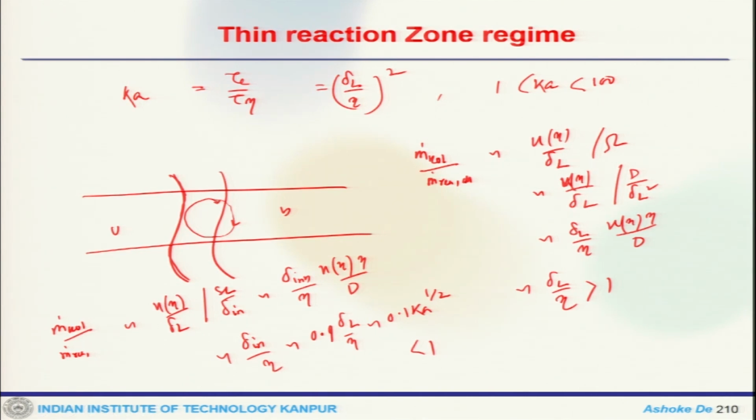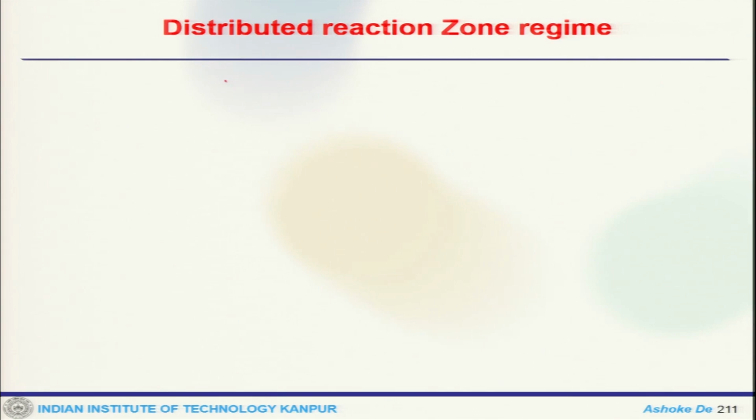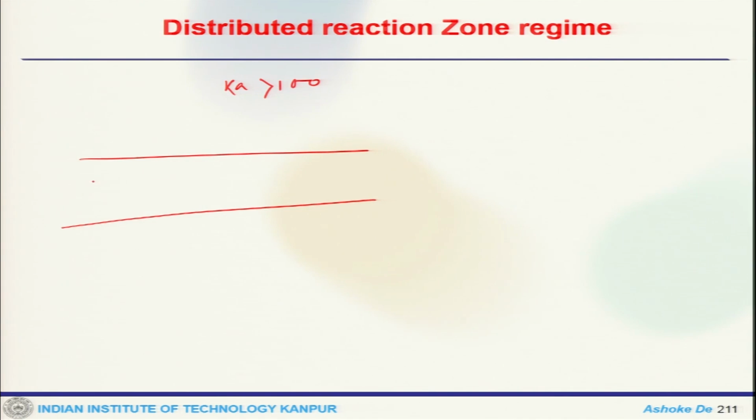Now, if you go to distributed reaction zone, here Karlovich number is essentially greater than 100, and the same flame front if I see, then there would be unburnt, burnt, and this would be a pocket where you can have large vortices. This will move. So, reactant pockets may pass the reaction zone without full consumption.